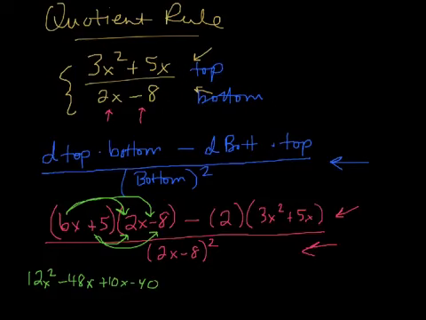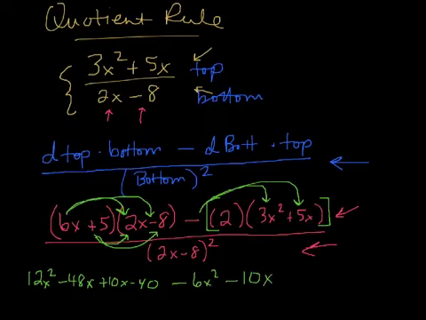Please be careful when you distribute here. This whole thing is being subtracted. So really what I want you to think of is taking negative 2 and distributing it. That gives you negative 6x squared minus 10x. All of that is in the numerator.